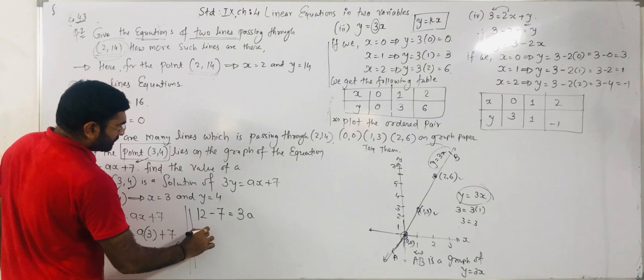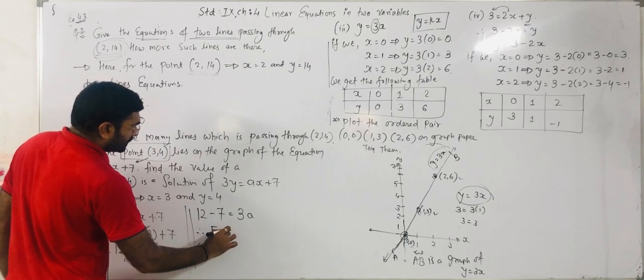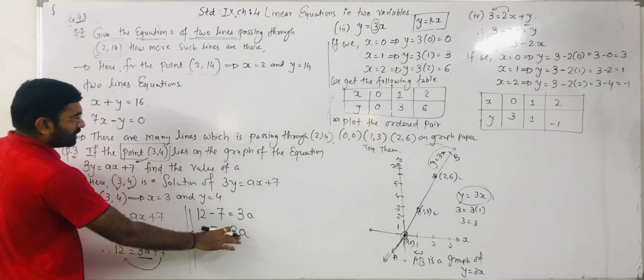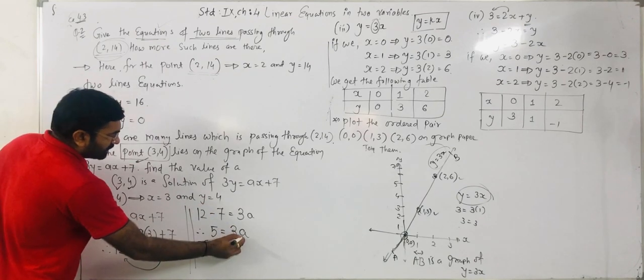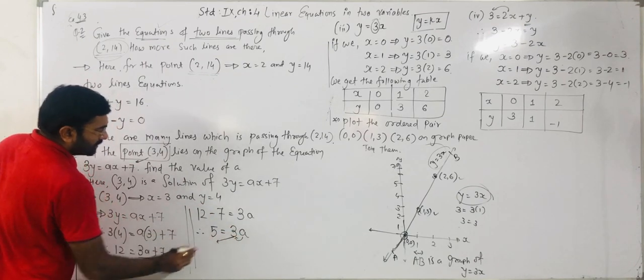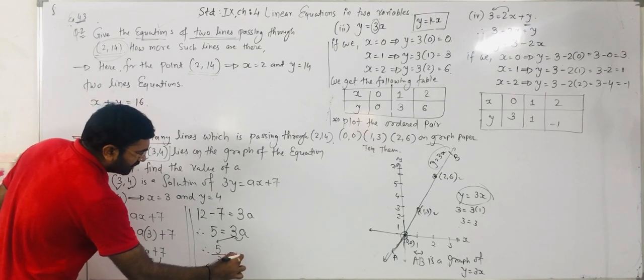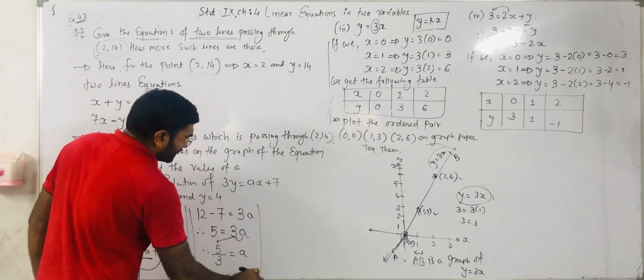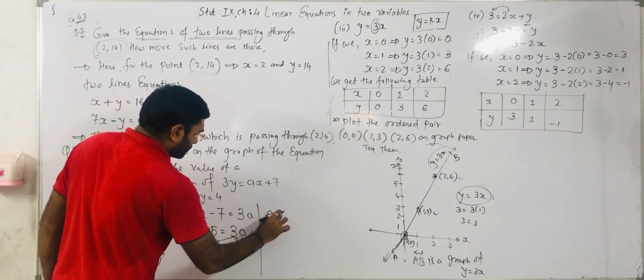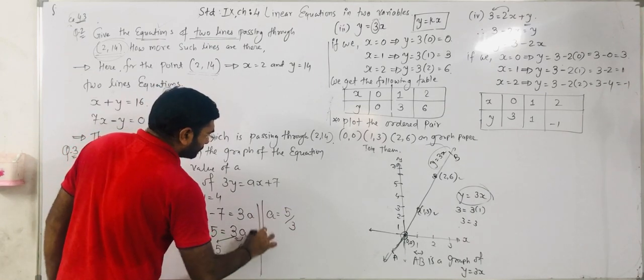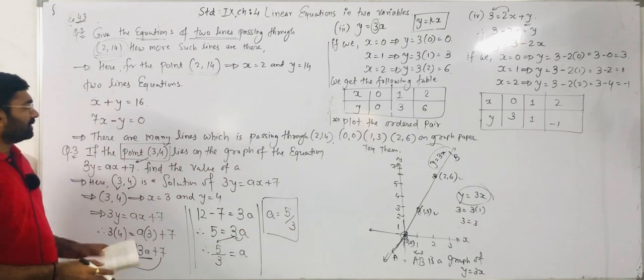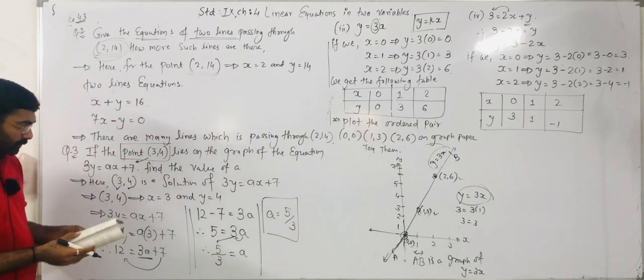Now 12 minus 7 is what? 5 we get is equal to 3a. As we have to find out the a value, whatever is multiplied with a goes to the left hand side in the denominator. So 5 by 3 is equal to a. So that's why we can say our unknown value a is 5 by 3. Okay, so that way we can find out the unknown a value.